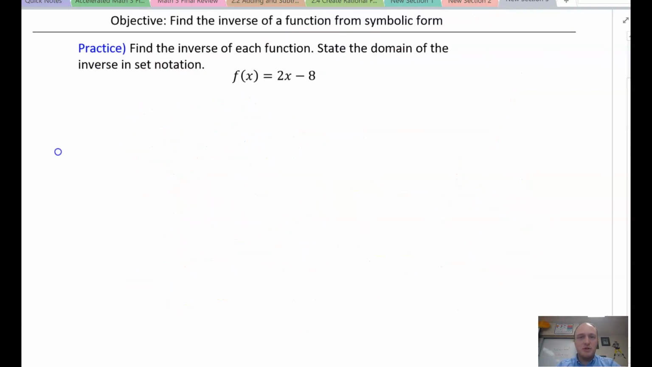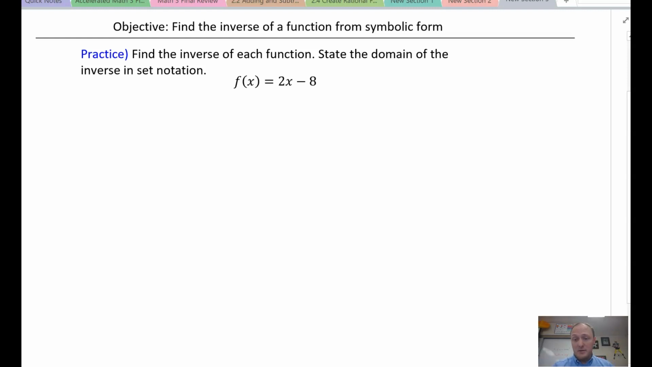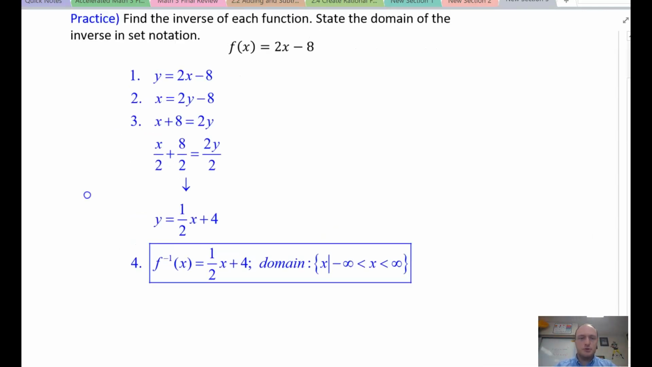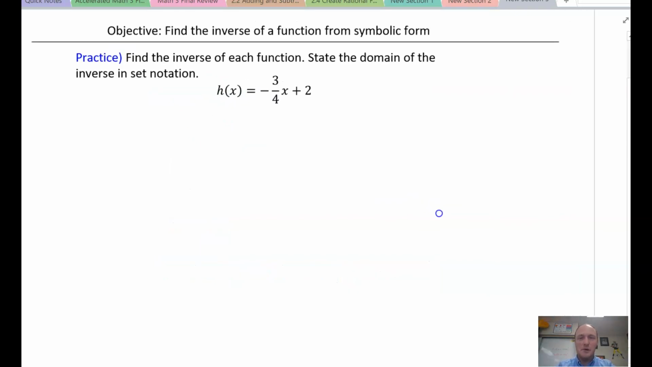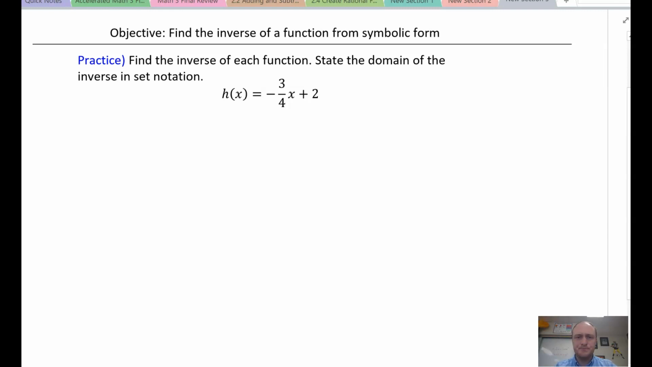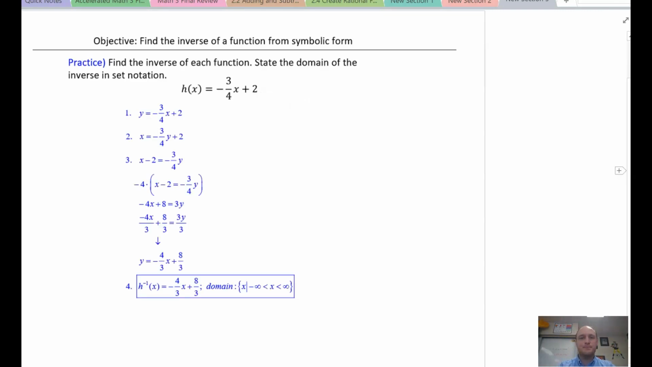I have a practice problem here for you. I would like you to pause it. Do it. Did you state the domain? Pause it, try it, and I'll post the answer here in a second. All right, so here's the solution. f inverse of x is equal to 1/2 x plus 4. Did you get it? Good job. So proud of you. Domain, and then here is the second one. Next example. And here's the solution.